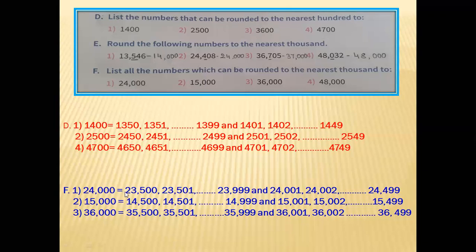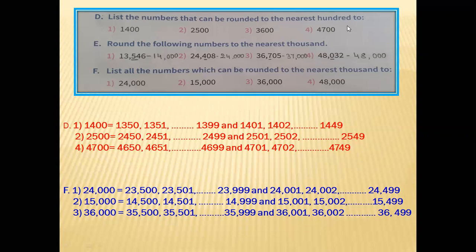See, from 23,500 to 24,499. All these numbers are equal to 24,000. Okay, up to 1,000 numbers are there. These 1,000 numbers are equal to 24,000, because here it is nearest to 1,000, right? In D it may be nearest to 100, in B nearest to 10. But here, nearest to 1,000, so you have to see the 100s place.